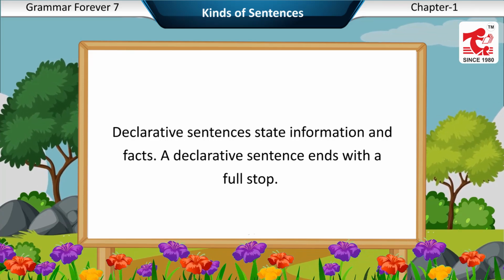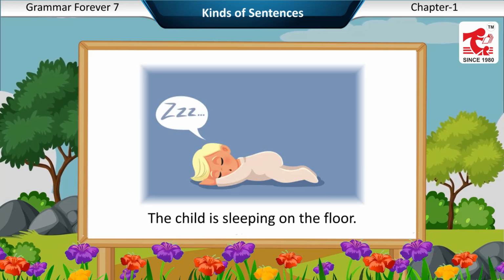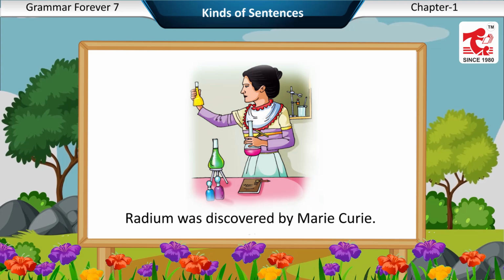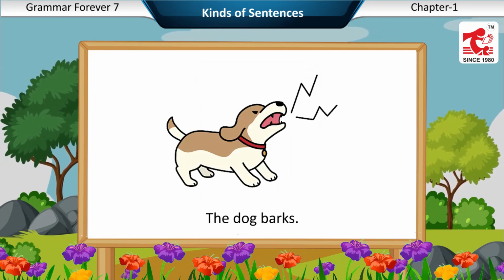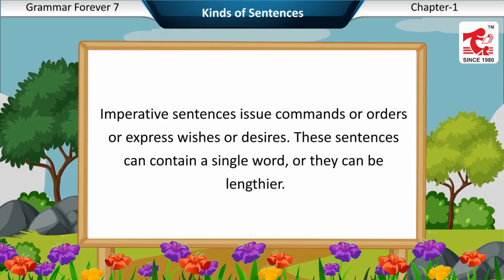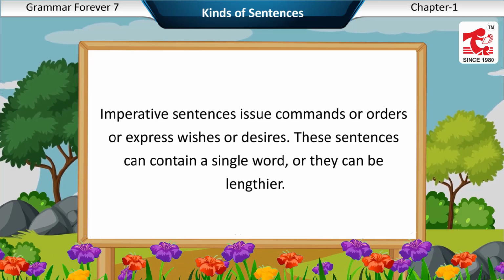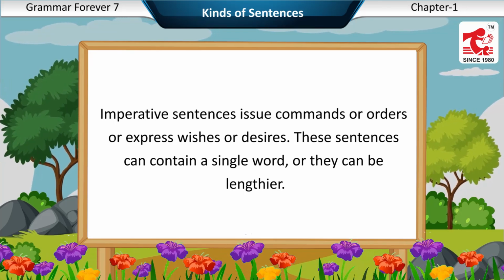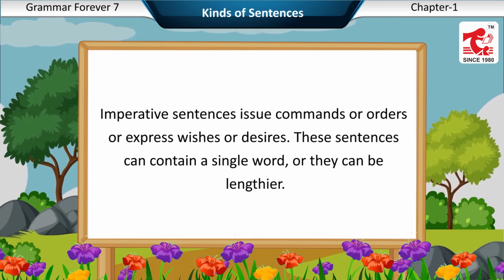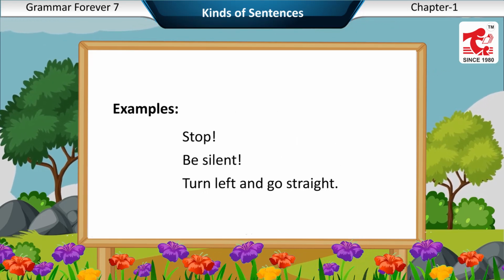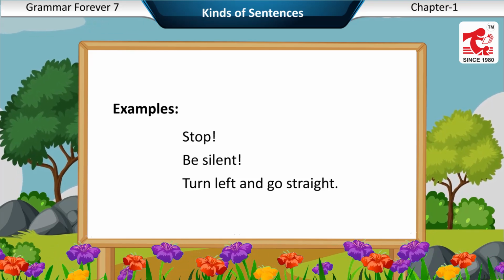A declarative sentence ends with a full stop. Examples: The child is sleeping on the floor. Radium was discovered by Marie Curie. The dog barks. Imperative sentence. Imperative sentences issue commands or orders or express wishes or desires. These sentences can contain a single word or they can be lengthier. Examples: Stop. Be silent. Turn left and go straight.